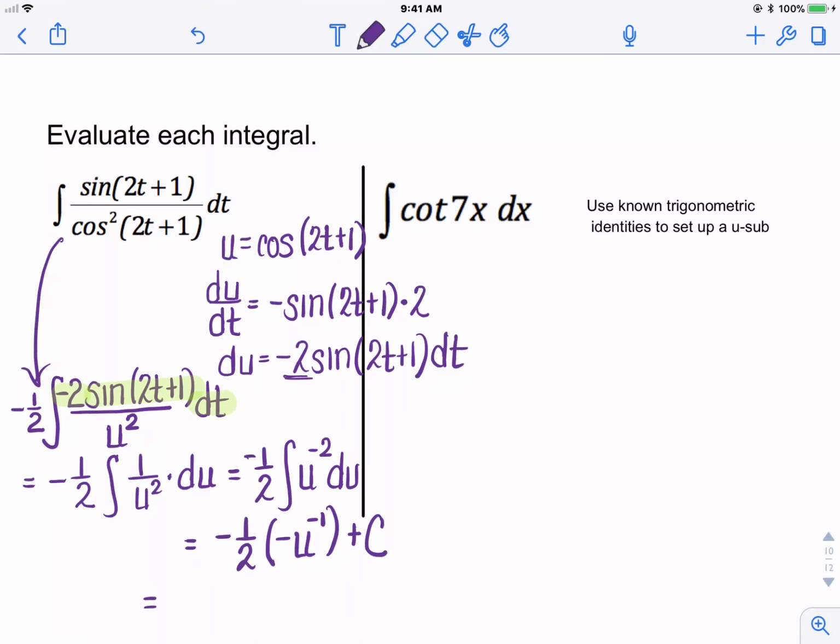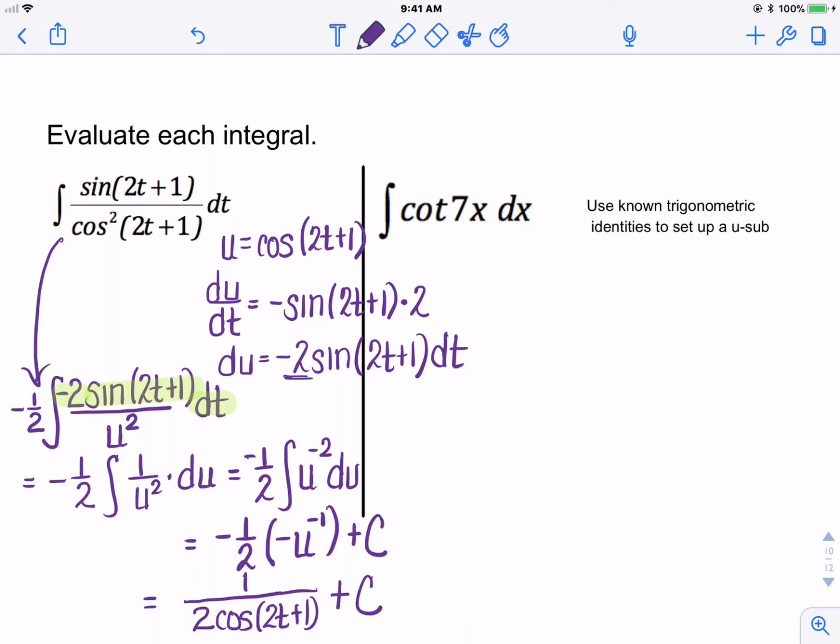Instead of a negative multiplied by another negative, I'm just going to keep it positive. My 2 belongs in the denominator. My u actually belongs in the denominator because of the power that's negative on it. So that would be my final value for that integral.